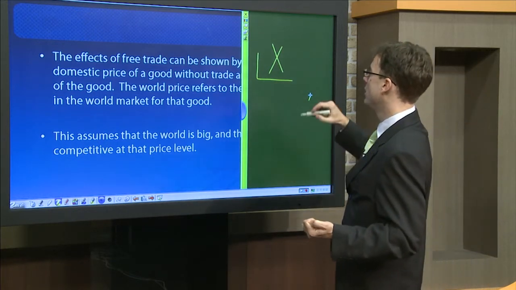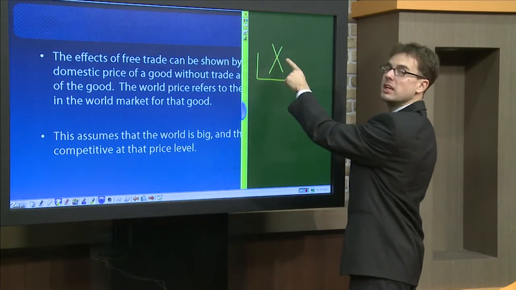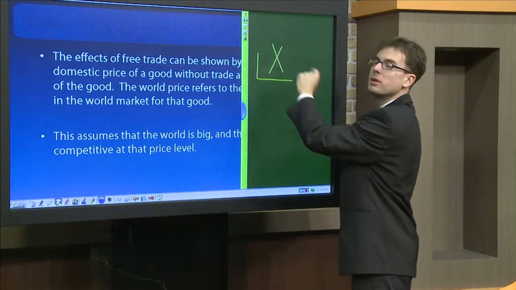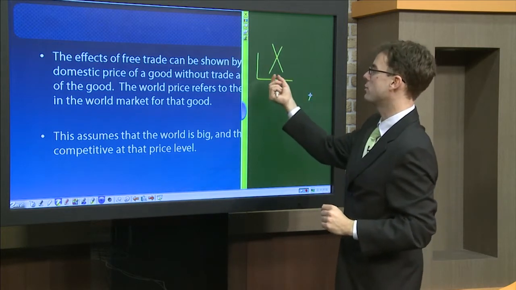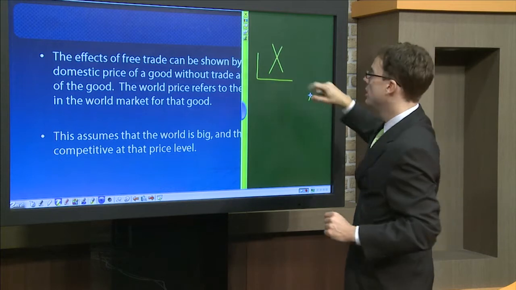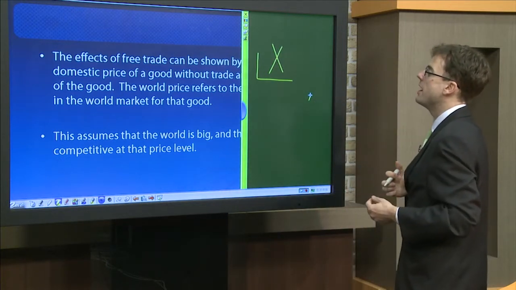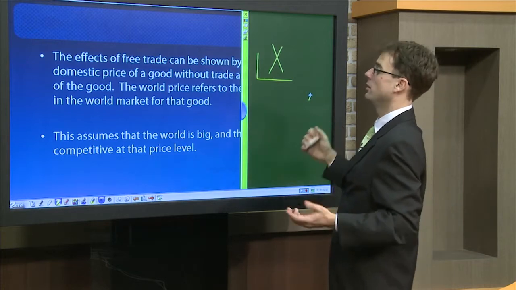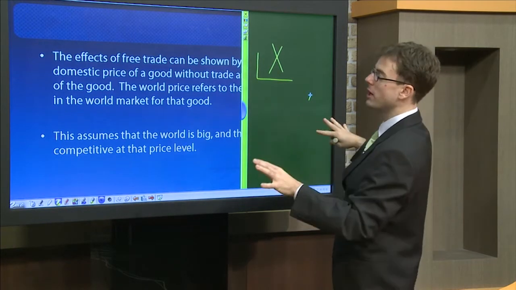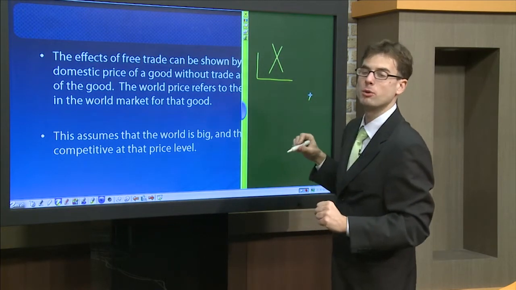And different countries have the market solution at a little bit different point. So different countries have slightly higher or lower supply and demand curves for steel. And as a result, if countries don't trade with each other, we would find a little bit different market equilibrium in each country.